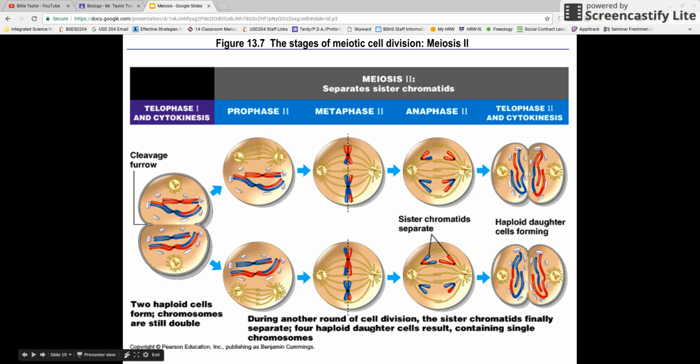So again, during this round of cell division, the sister chromatids finally separate, creating 4 haploid daughter cells as a result. And each haploid daughter cell contains 1 single chromosome.